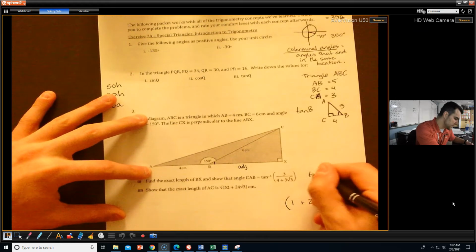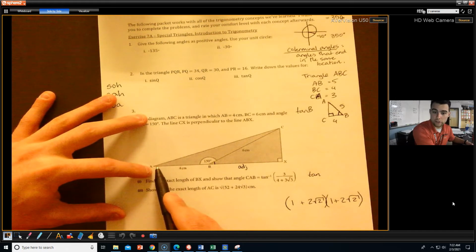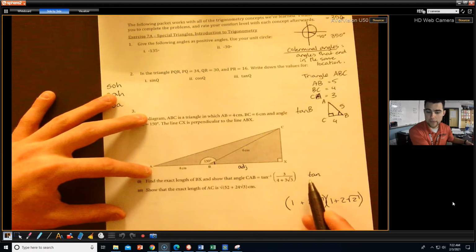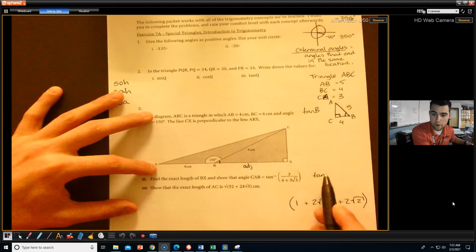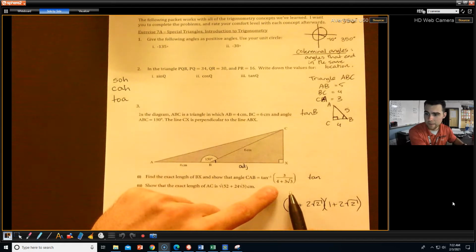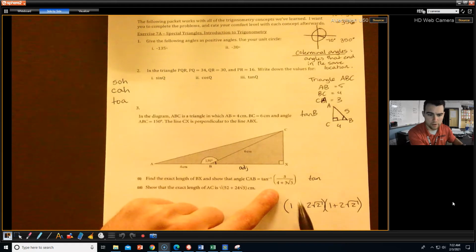So as long as you use tangent of your bigger right triangle and use your CX over your 4 plus whatever you get for BX, that'll help you figure out what it is for tangent, and then you can take the arctangent of that stuff. It's going to look a little messy, but nothing that you guys can't handle, okay?